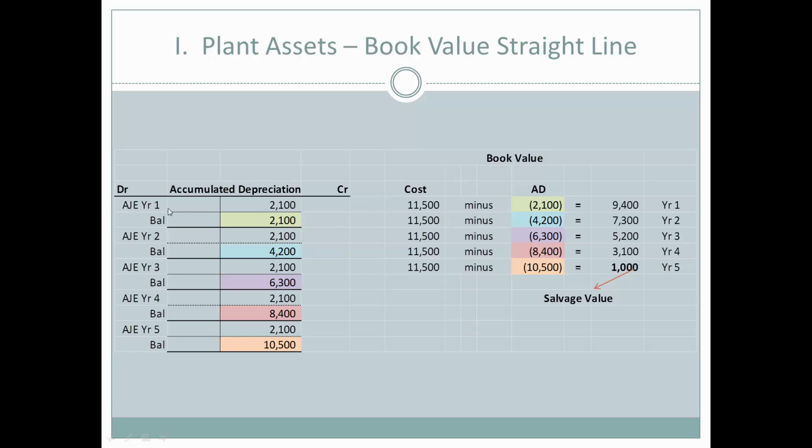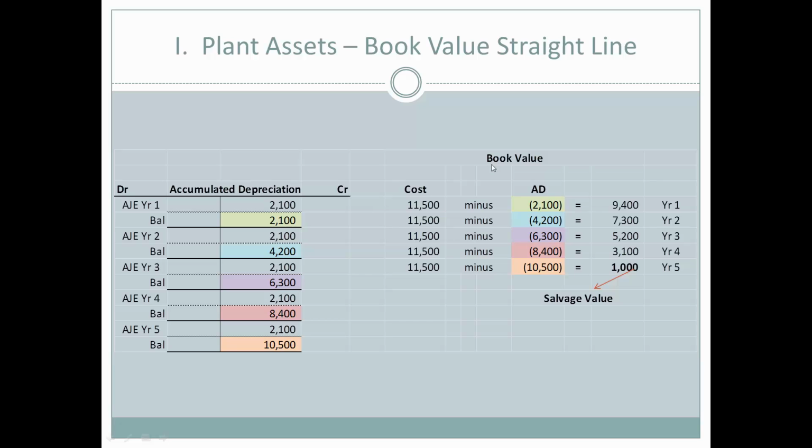So let's look at our adjusting journal entry for year 1, 2,100, our balance in accumulated depreciation, 2,100. Adjusting journal entry year 2, 2,100, the balance in accumulated depreciation is now 4,200. We repeat the same pattern for year 3. 6,300 is the balance in accumulated depreciation. Year 4, balance will be $8,400. Year 5, the balance will be $10,500.